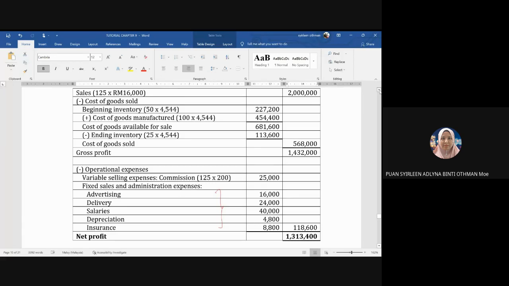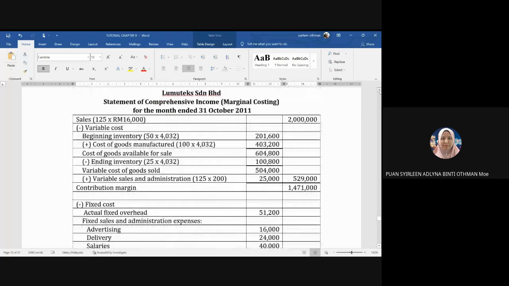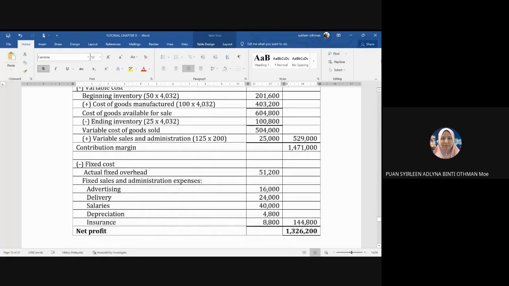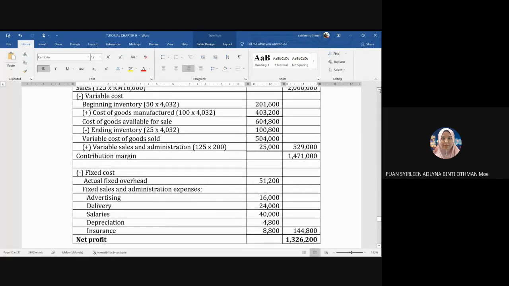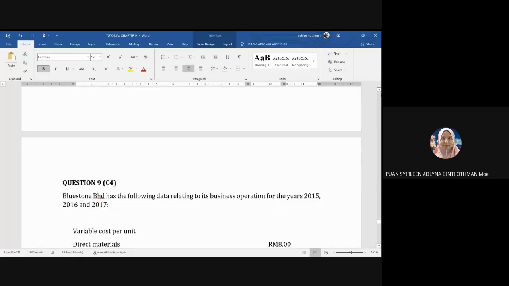Okay, ini untuk absorption. Alright. And this is for your marginal. Okay. So you'll get 1,326,200 ringgit. Okay. Kalau kita buat reconciliation sikit je yang ni. Nilai dia tak jauh beza. Okay. So it's 1,313,400 minus 1,326,200. Okay. Dah. So ini number 8 and go straight to number 9.